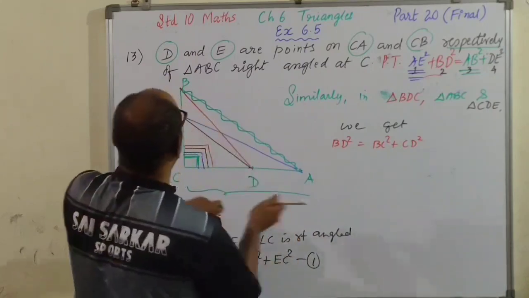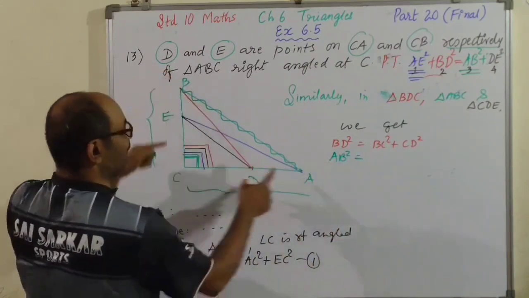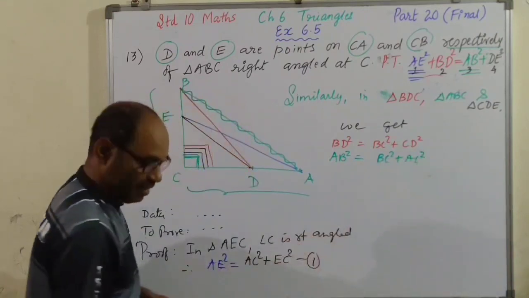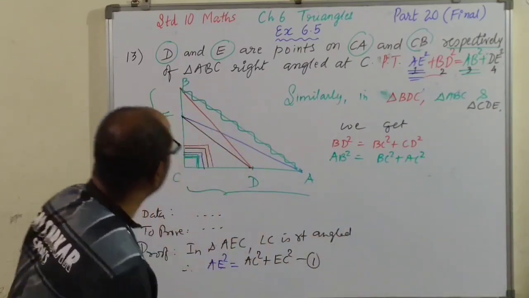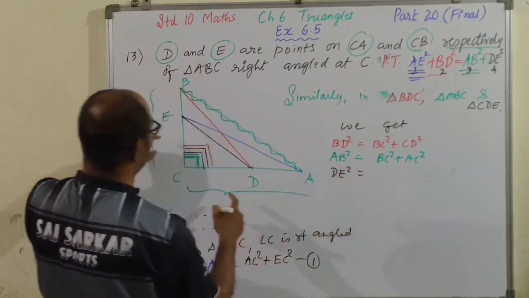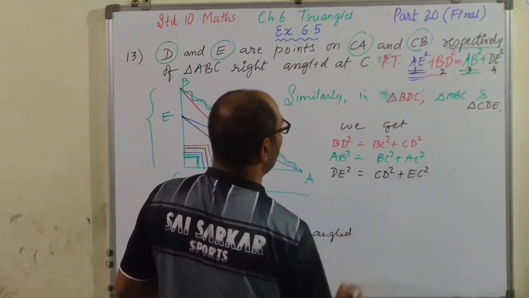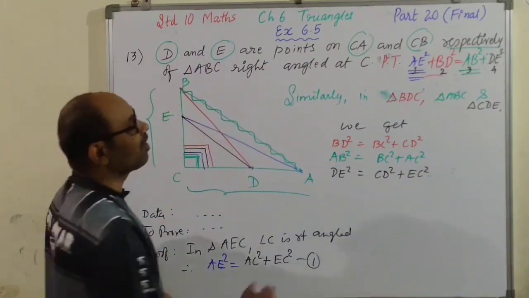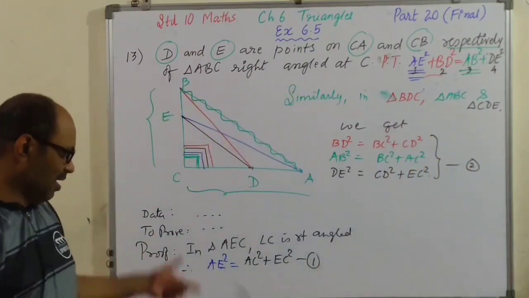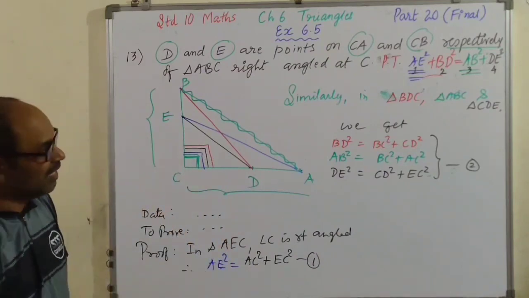Then in the green triangle, AB is the side. AB square is equal to BC square plus AC square, right? And the last one, the black triangle, DE square is equal to CD square plus EC square. Alright? Got it? Combined, I'm going to call it result 2. You don't have to write it separately for every triangle. Are you getting me?